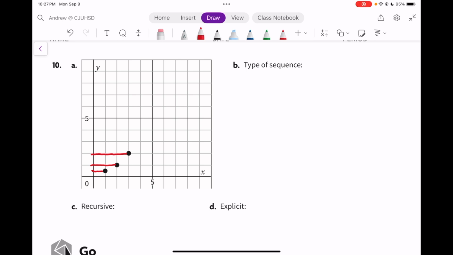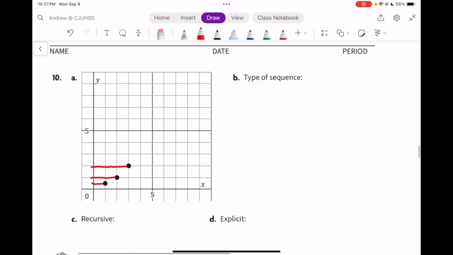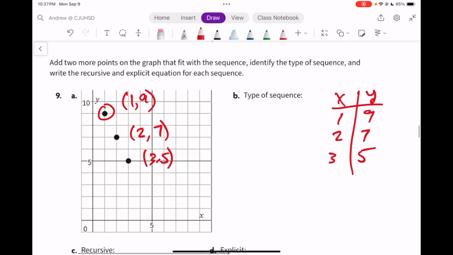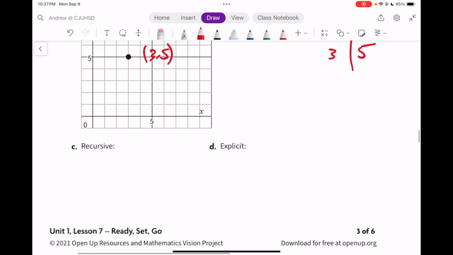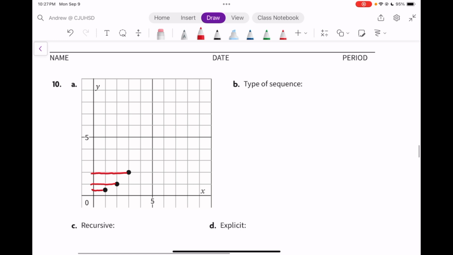And again, you could make a table. You could analyze it with the table. And then we'll get to the go. So do up to problem number 10. So do 9 and 10. And then unpause the video. So pause the video now.